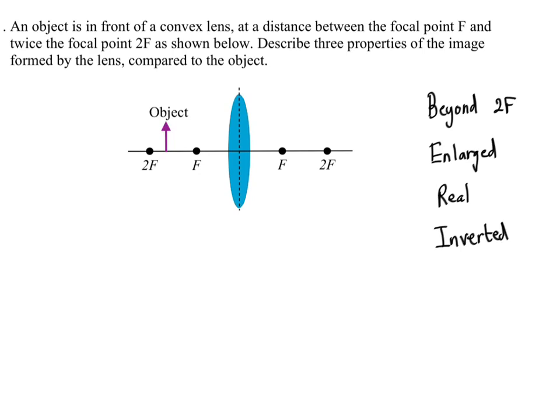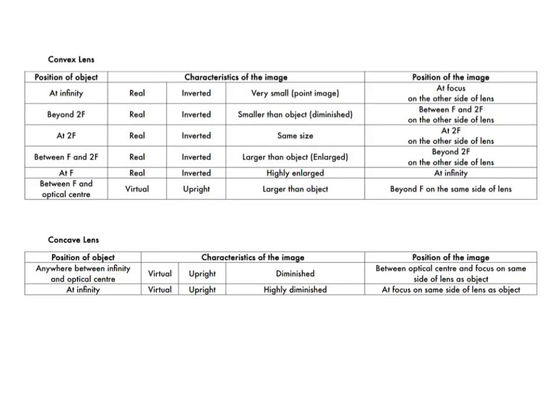So this is based on our memory, how the image size and position, or the characteristics of image, change as I move the object closer to the lens or away from the lens. For that, I have got a table here which summarizes the position of the image and the characteristics of the image, depending on where you are placing the object, for both convex and concave lens. So you can memorize this table.